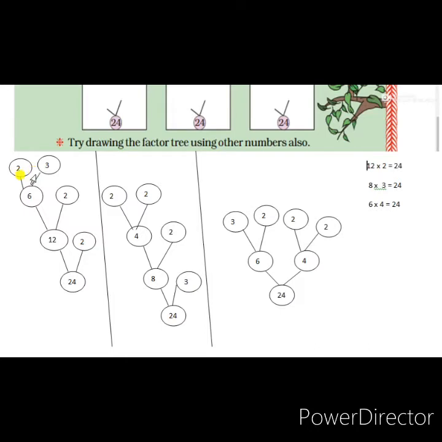So what are the factors of 24? The prime factors of 24 are 2, 2, 2, 3. So we can write 24 equals 2 into 2 into 2 into 3. In this way we can write.